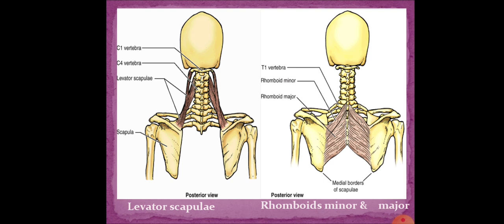Nerve supply. All these muscles, levator scapulae, rhomboid minor and rhomboid major, supplied by dorsal scapular nerve or nerve to the rhomboids. The action of this muscle: levator scapulae, from its name, elevates the scapula. Rhomboid minor and major retract the scapula.